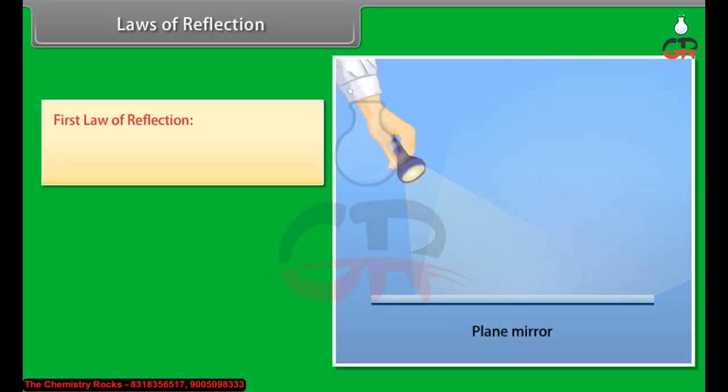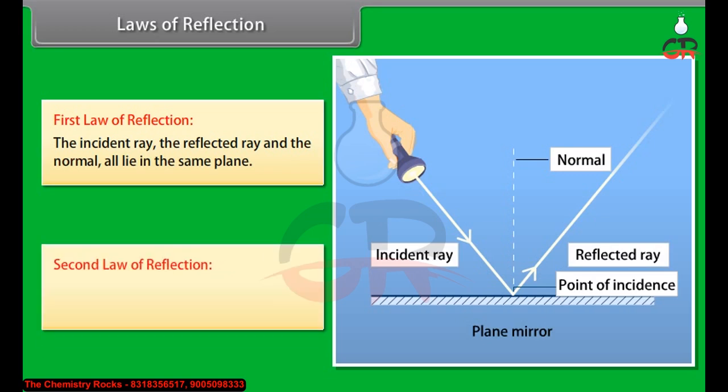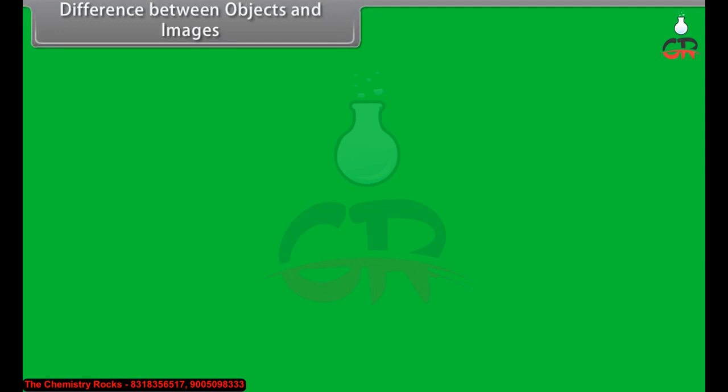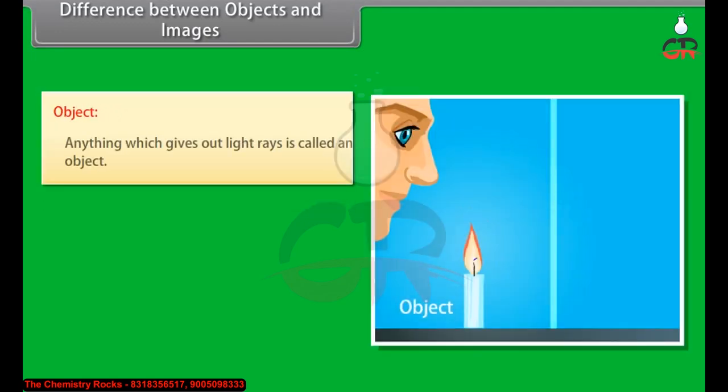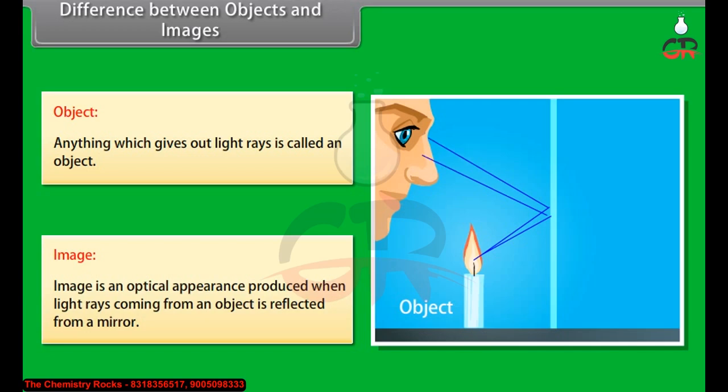Laws of reflection. First law of reflection. The incident ray, the reflected ray, and the normal all lie in the same plane. Second law of reflection. The angle of reflection is always equal to the angle of incidence. Difference between objects and images. Object. Anything which gives out light rays is called an object. Image. Image is an optical appearance produced when light rays coming from an object are reflected from a mirror.